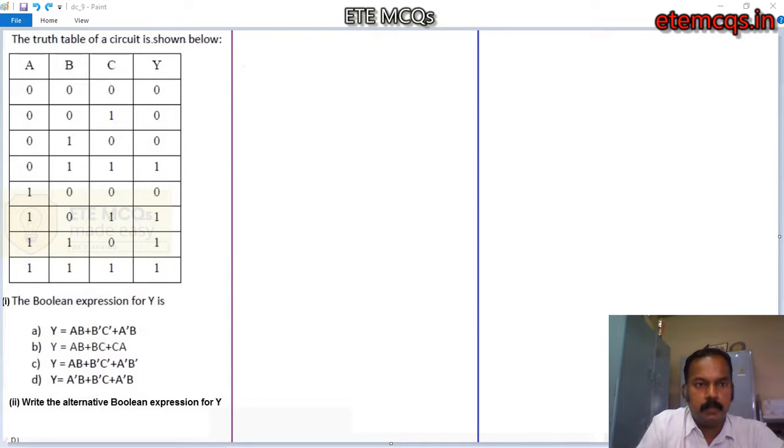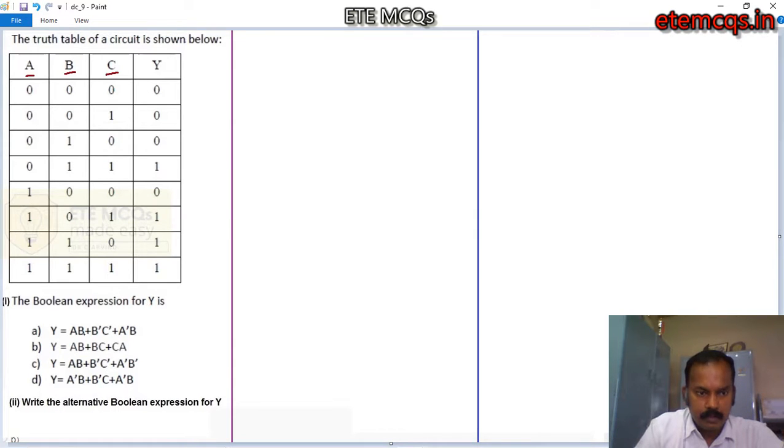The question is, the truth table of a circuit is shown below. So you have got three inputs, A, B and C. All the three are inputs. Y is your output. Obviously you have 8 possible combinations. The respective output is given for us and we are supposed to find the Boolean expression for Y. The Boolean expression of Y has to be identified.